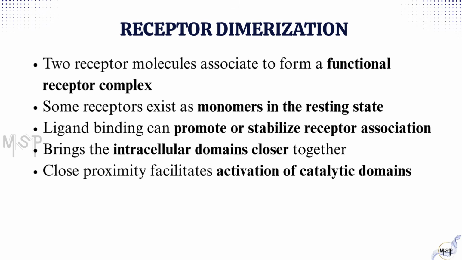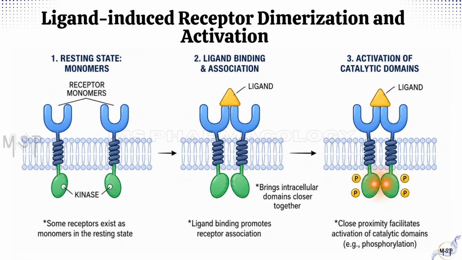Another important structural feature of many enzyme-linked receptors is dimerization. Dimerization means that 2 receptor molecules associate with each other to form a functional receptor complex. In some receptors, the receptors are mainly present as individual molecules, or monomers, in the resting state. When a ligand binds, it may promote or stabilize the association of 2 receptor molecules. This brings their intracellular domains closer together. The close proximity of these intracellular domains is important because it allows the catalytic regions to become activated.